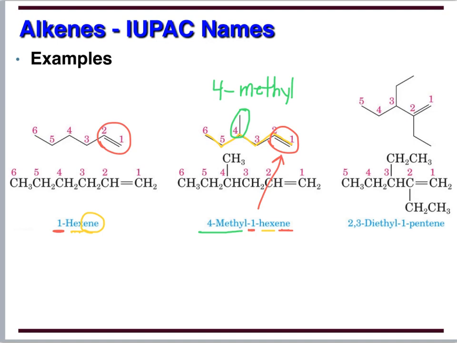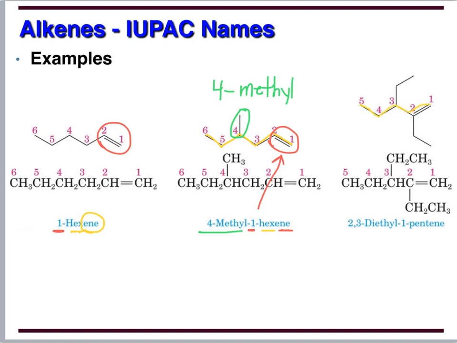Okay, let's try one with a couple more branches. So here's the example that I was talking about. If I wanted to make the longest chain, it looks like I could go 1, 2, 3, 4, 5, 6. But remembering the rule that it has to contain the double bond, that cannot be my main chain. My main chain has to contain that double bond. So I have to start here: 1, 2, 3, 4, 5.